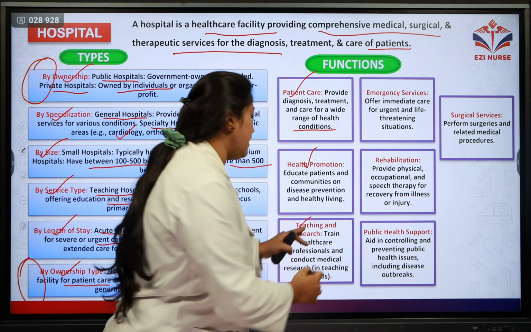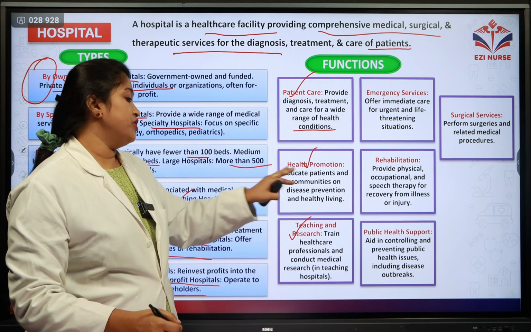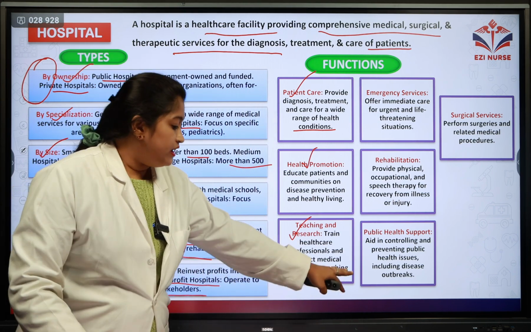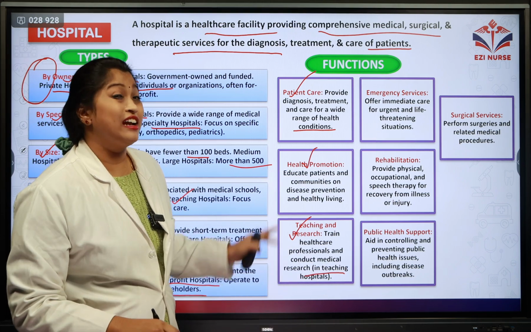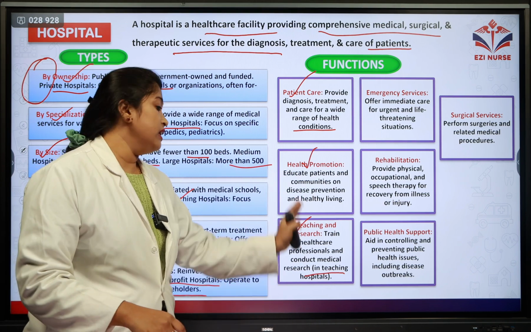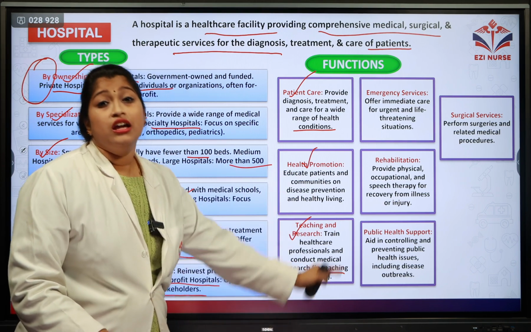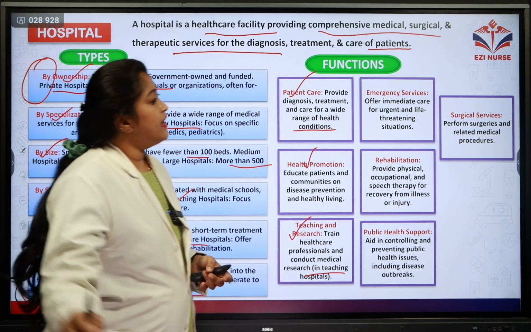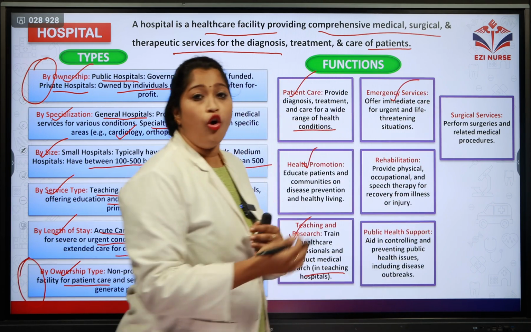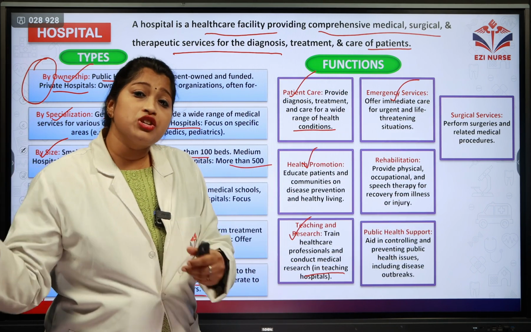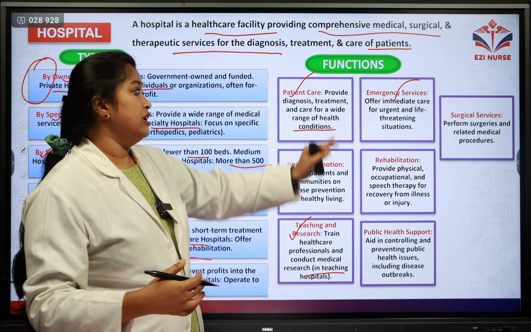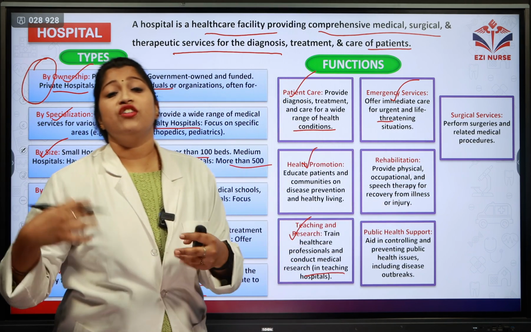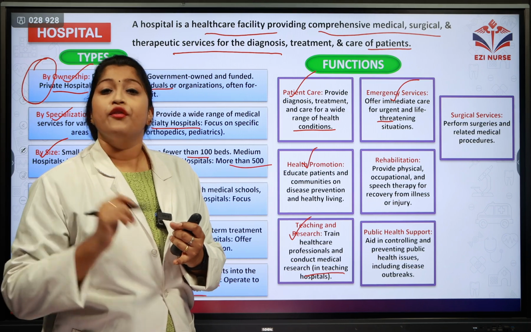The next one is teaching and research. They give training to healthcare professionals and conduct medical research in teaching hospitals. As I just mentioned under the classification, they educate the hospital doctors and also the nurses, whoever the professionals are. And the next function is emergency services. They offer immediate care. As soon as a patient comes to the hospital in an emergency, they give immediate care for urgent as well as life-threatening situations. That is also one of the most important functions of the hospital.